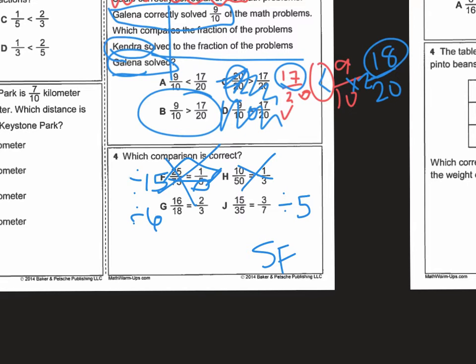On G, if we divide by 6, I can get 3 down here, but it won't work on the numerator of 2. So on J, if I divide both numerator and denominator by 5, I do get 3/7. So the correct answer here is J.